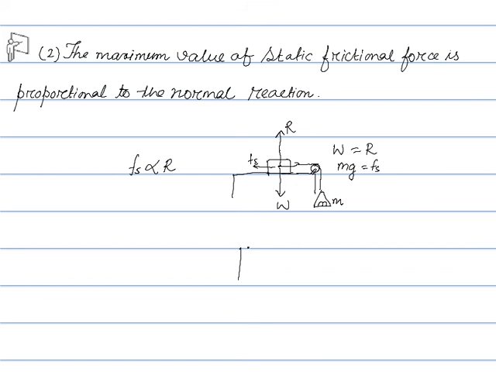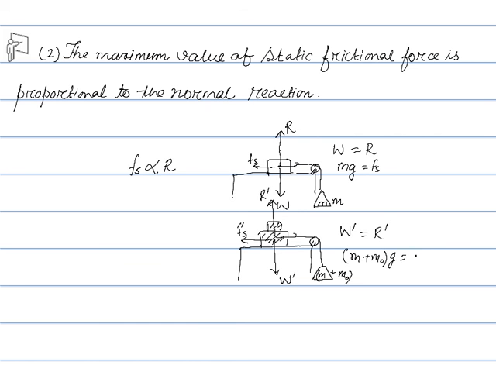Now let us put additional weight on the block. Here the total weight is something else, W dash. The reaction also changes to R dash. Now the same weight m which was earlier placed on the hanger will not be sufficient to bring the block to the state of moving. So we have to put some additional weight, suppose this is m0, then only the block comes to this state. So the frictional force also changes. Here W dash is the weight and reaction, and m plus m0, where m0 is the additional weight put on the hanger, is equal to Fs dash.